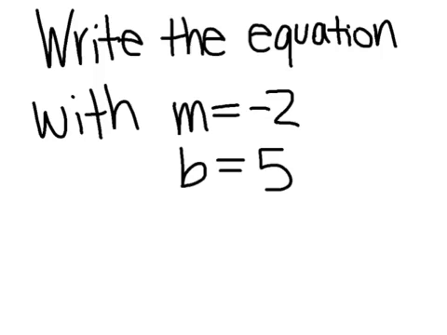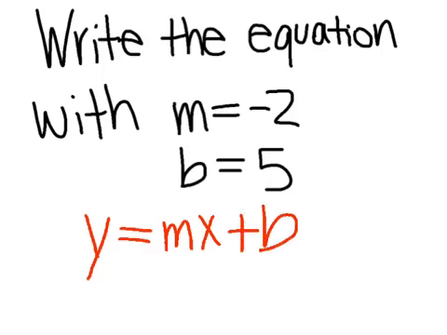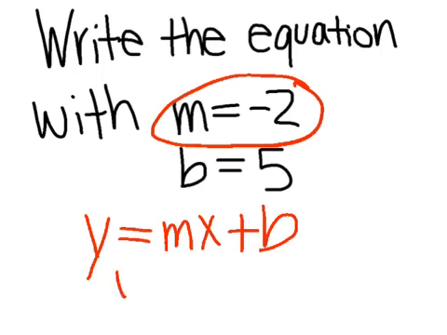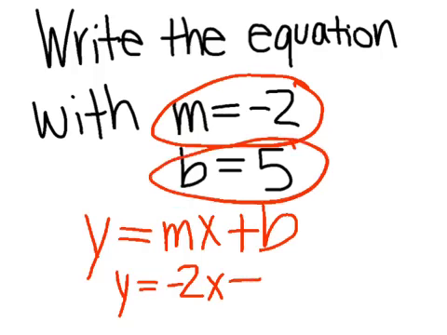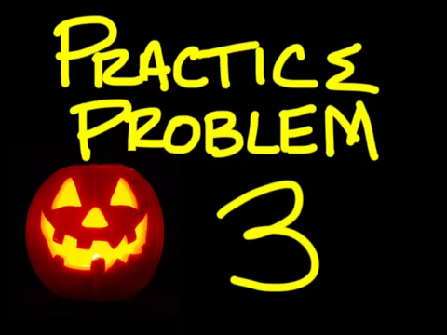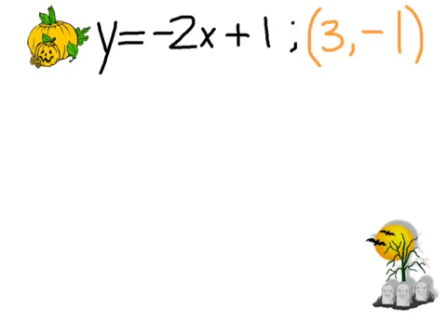Alright, write the equation where your slope is equal to -2. Your y-intercept is equal to 5. Okay, after we find our slope and our y-intercept, we plug it back into y equals mx plus b. So we plug in our -2 for m. We plug in our 5 for b. So your answer should be y equals -2x plus 5.